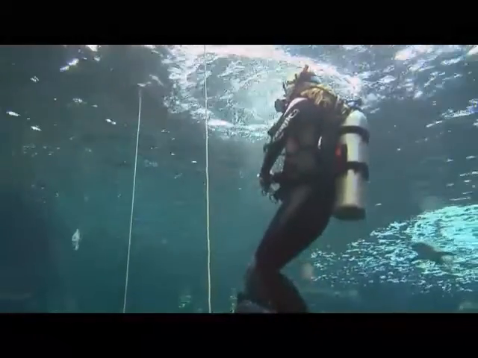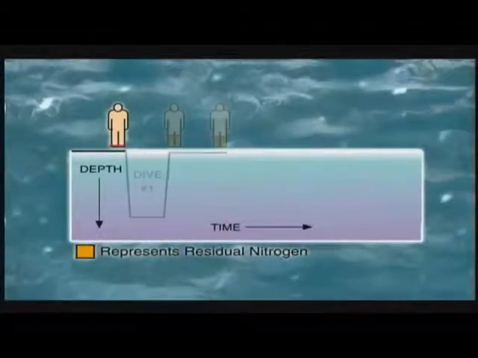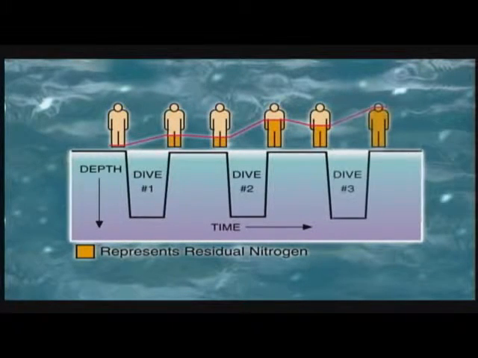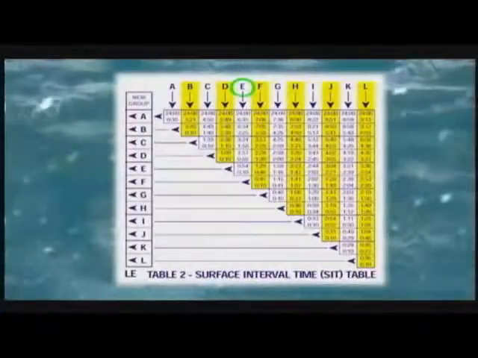Residual nitrogen is the excess nitrogen remaining in your body from any dive or dives before you've completely off-gassed. Surface interval time, or SIT, is the time you spent at the surface. Your letter group will change and move closer to the beginning of the alphabet, depending on how long you spend on the surface.